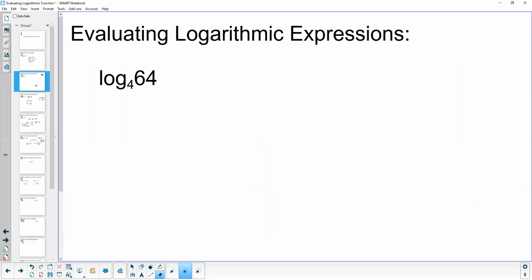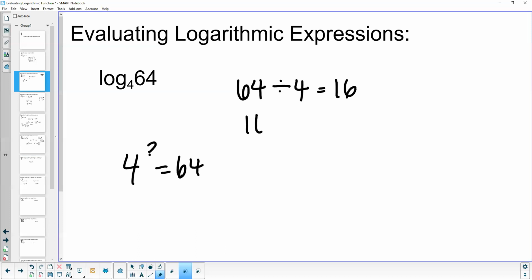So, for example, with this one, we've got the number 64, and we can rewrite it as an exponential saying 4 to what power equals 64, because essentially I'm trying to do the opposite. I'm telling myself, how many times do I need to divide 64 by 4 until I get to the number 1? And so in this case, we can see 64 divided by 4 is 16, 16 divided by 4 is 4, and 4 divided by 4 is 1.